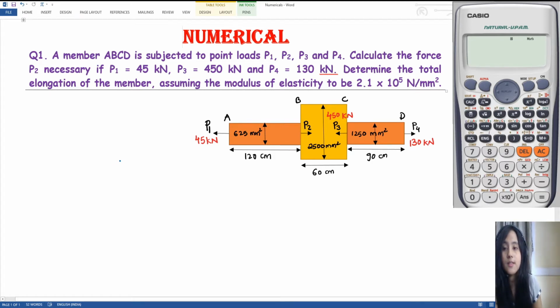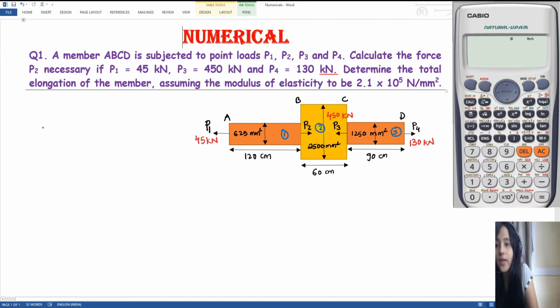So, as you can see in this diagram here, it has three different sections: section 1, section 2, section 3. In the AB section there are two forces acting, P1 and P2. In BC, P2 and P3. In CD, P3 and P4. P1 is given equal to 45. P2 is not given, we need to find the value of P2. P3 is given 450 and P4 is given 130 kilonewton.